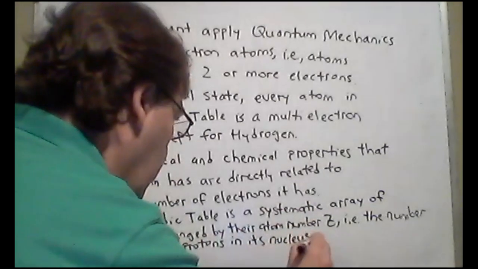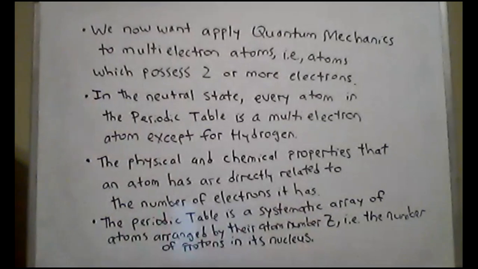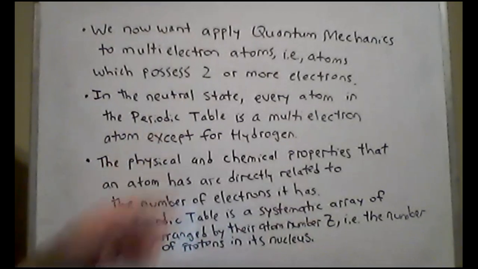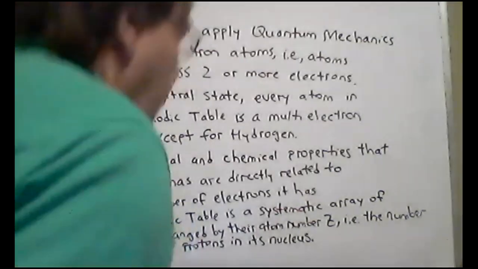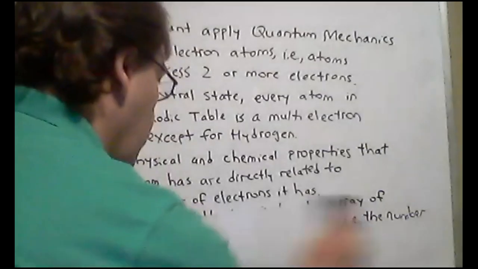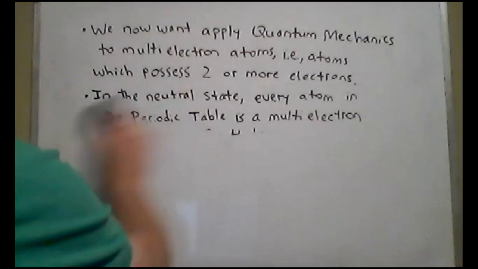I will show you a periodic table, one of my favorites, in a moment that I have on my computer. Again, we now want to apply quantum mechanics to multi-electron atoms, i.e., atoms which possess 2 or more electrons. So far, we've only been talking about atoms that have 1 electron, with the exception of the X-rays, but I kind of pretended it was a 1 electron atom. Every atom in its neutral state in the periodic table is a multi-electron atom, except for hydrogen. The physical and chemical properties an atom has are directly related to the number of electrons it has, and we can see this in the periodic table. Here's where all of our previous work is going to come into play. It's a very famous principle that you've certainly heard about many times in your chemistry class, and it allows us to build any atom that we want from quantum mechanics.